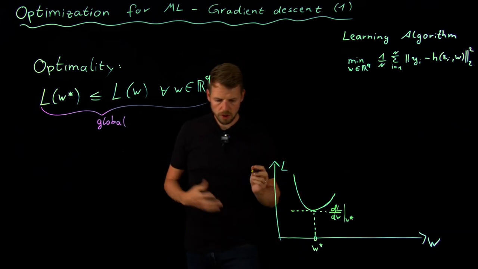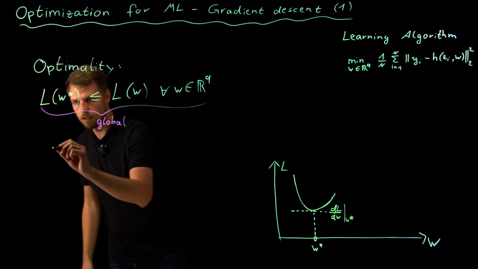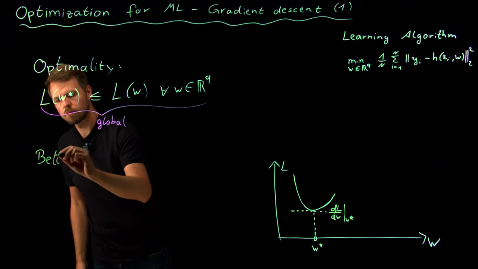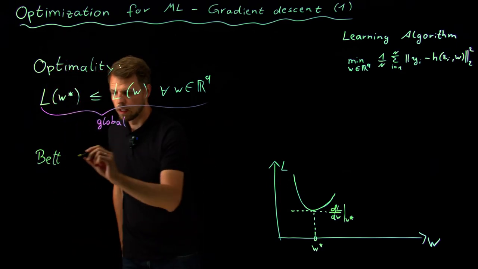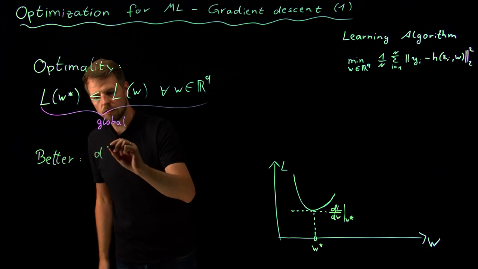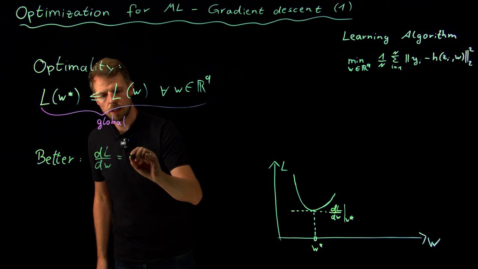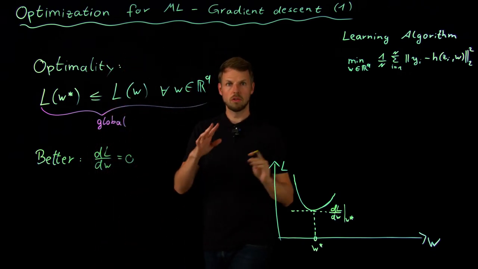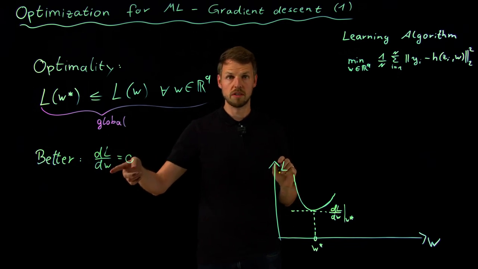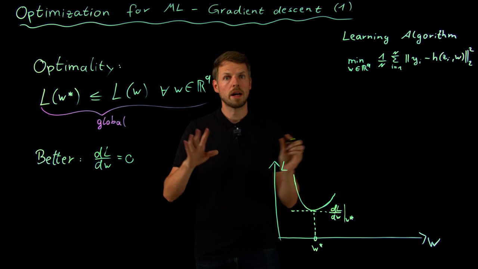What it means is, we are not required to look at all points, but what we really need to do, which is much better in some sense, is to consider points for which the derivative is zero. So this is a very good starting point, telling us that all points for which the derivative is zero are possible minimizers. Why am I saying possible?